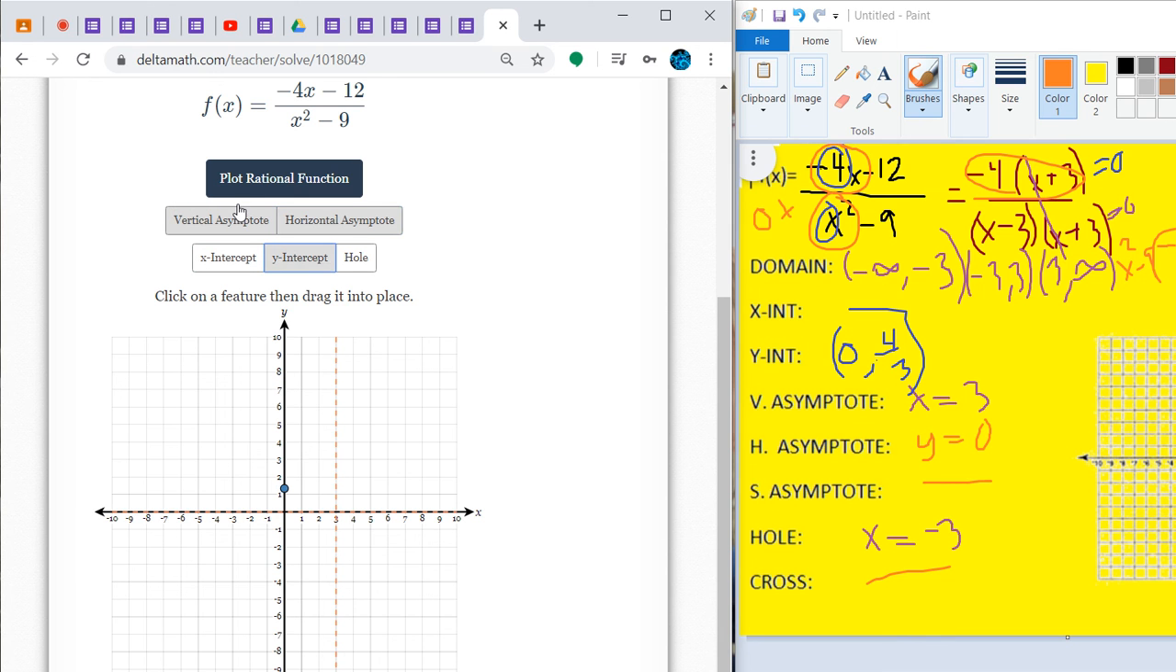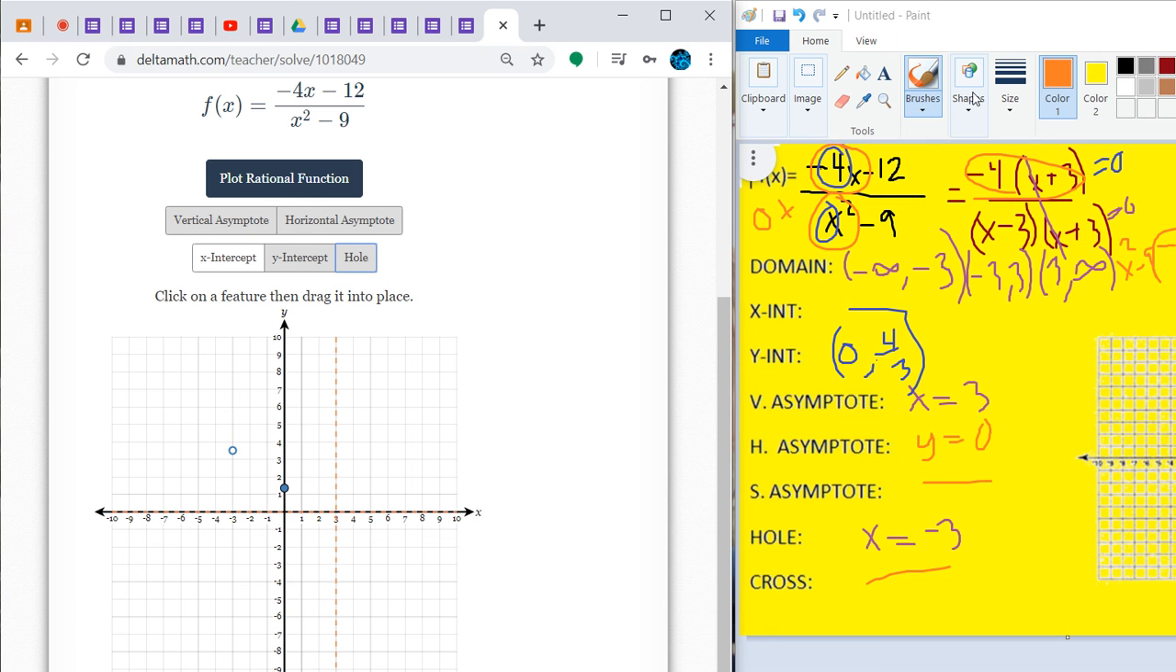The y-intercept is at 4/3, so I'm not going to be able to get it exactly right on the money. With a fraction, it definitely locks on at certain spots. Just get it close, and it will be fine. So 4/3 is a little more than 1. We did a horizontal asymptote already. The only thing left is a hole. The hole is at x equals negative 3, but we don't know exactly what our y value is yet.